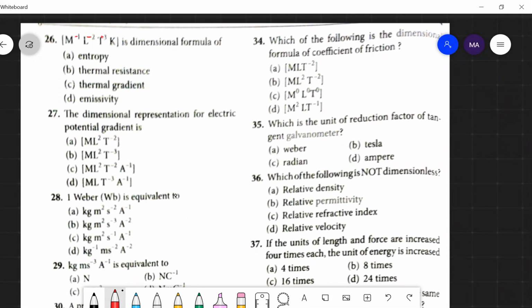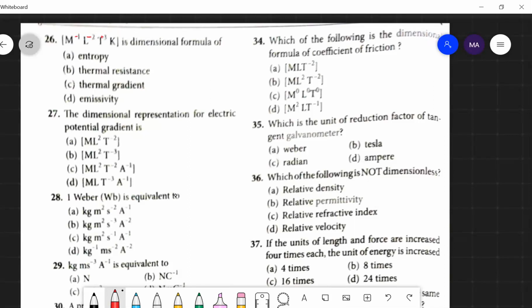26th one. I hope you can do such type of questions very easily. So entropy, thermal resistance, thermal gradient, emissivity. So what is the answer? You need to check everything. Just now you know the entropy. Entropy obviously is not possible. Second option, let me check right now.